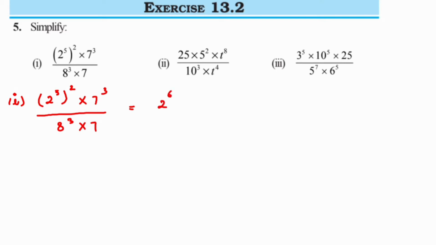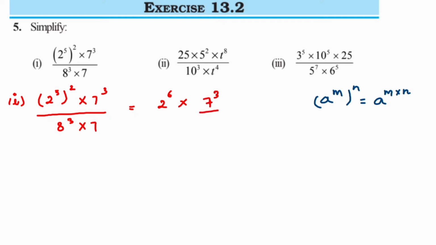Now why we got this, we're going to apply this power on power law. A to the power m, to the power n, will be equal to a to the power m multiplied by n. So you have to just multiply the powers. Then multiplied by 7 to the power 3, and here I'm just separating them so that it will be much easier to solve.